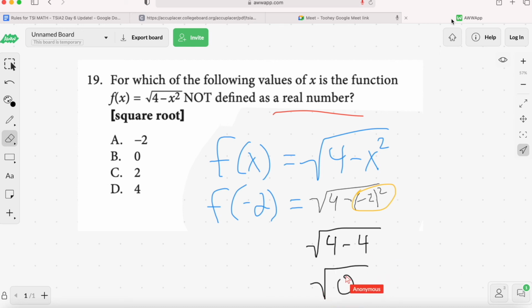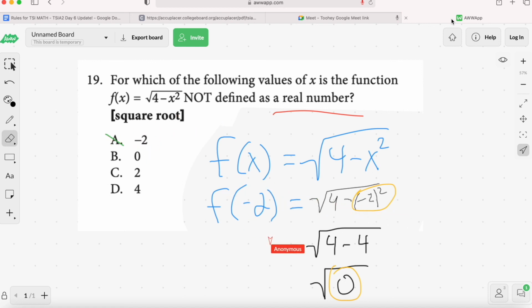Interesting. What's the square root of 0? It's 0, because 0 times 0 is 0, right? So that's real. There is a square root of 0. Does that make sense? Because the question with the square root is, is there some number times itself that gives you 0, and that number is 0. So we do have a real number when x is negative 2. Okay, so I'd get rid of answer choice A, because we're looking for the one that is not defined as a real number. Answer choice A is gone.